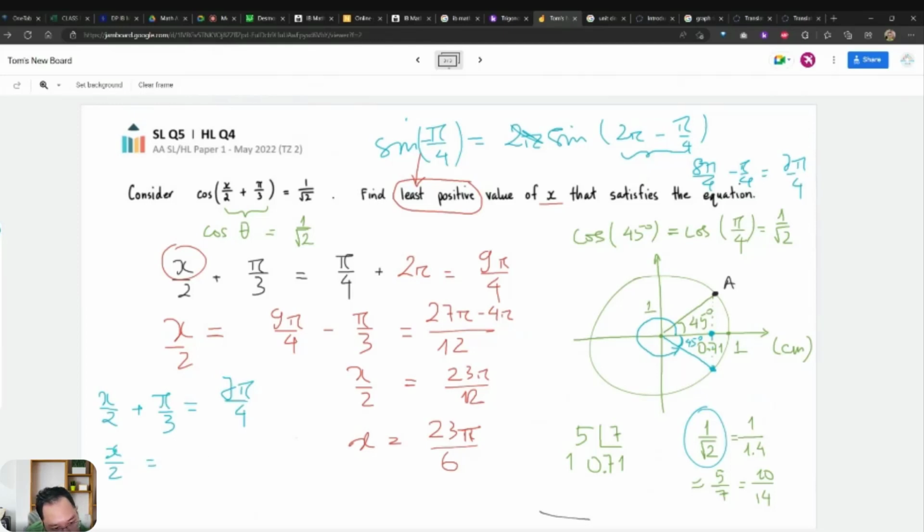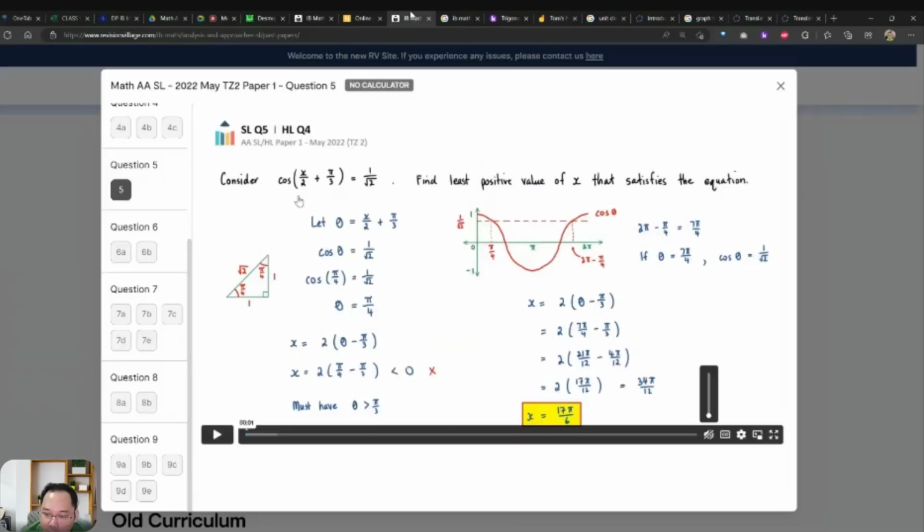And then x over 2 equals 7 pi over 4 minus pi over 3. Again, making 12 the common factor: 21 pi minus 4 pi. 21 minus 4 is 17, so 17 pi over 12. And then x is 17 pi over 6. And this is the solution here.